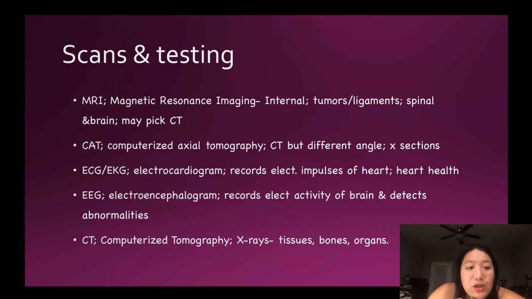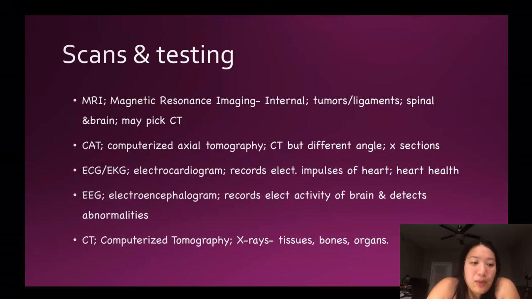And then the ECG or the EKG is the electrocardiogram, and essentially it just records the electrical information or impulses of the heart, and it really only deals with the heart and heart health. So you can probably detect heart attacks and other conditions of the heart, or heart murmurs, even. Although heart murmurs, the doctor could even hear if they listen to the heart.